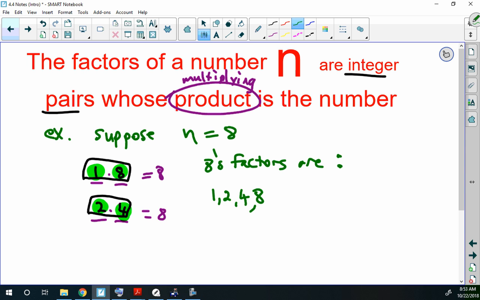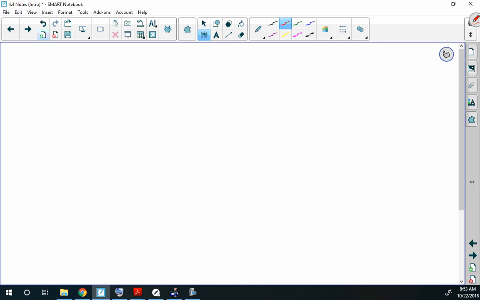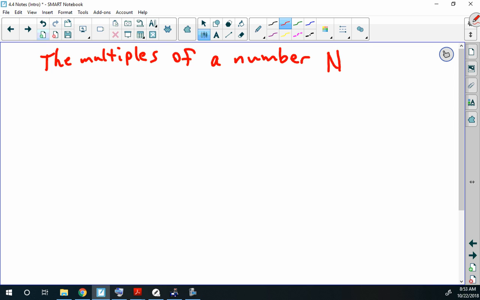So there's another term then that we sometimes confuse, and that's the multiples. The multiples of a number n are as follows.